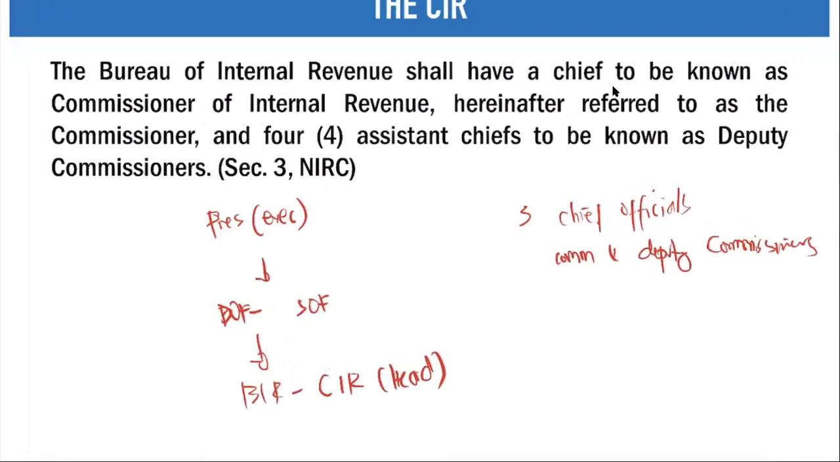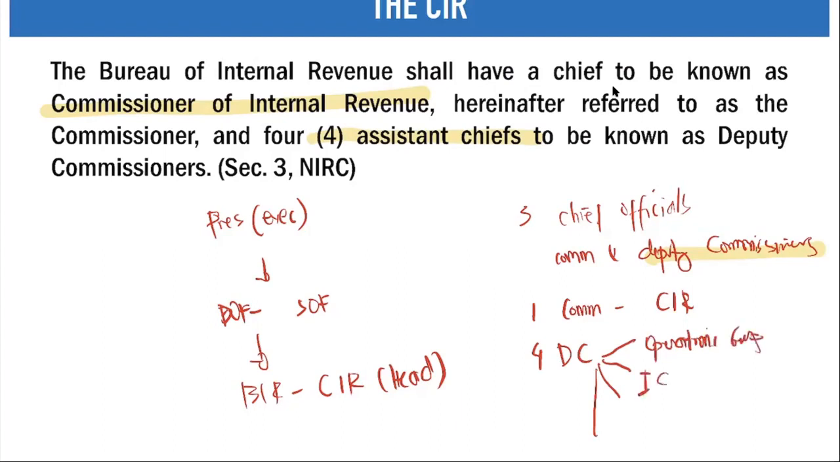So, who is the commissioner? We only have one commissioner, the CIR, the Commissioner of Internal Revenue. And there are four assistant chiefs, the deputy commissioners. So we have five chief officials composed of one commissioner and four deputy commissioners. And these four deputy commissioners are each the head of a particular designated group under the BIR. So we have four groups in the BIR. And what are those four groups? First, we have the operations group.